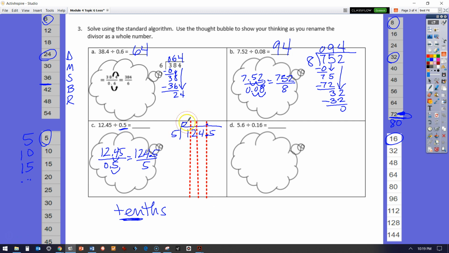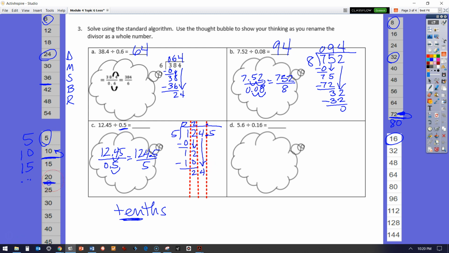0. 5 times 0, 0. 1 minus 0, 1. Bring down my 2. I have 12 divided by 5. Well, I know 12 will fall in between 10 and 15. I'm going to go up and say 10, which is 2. 5 times 2 is 10. Subtract, I get 2. Bring down my 4.